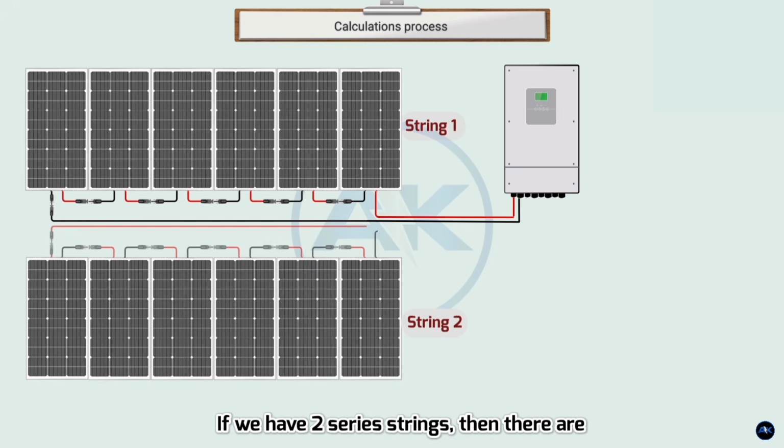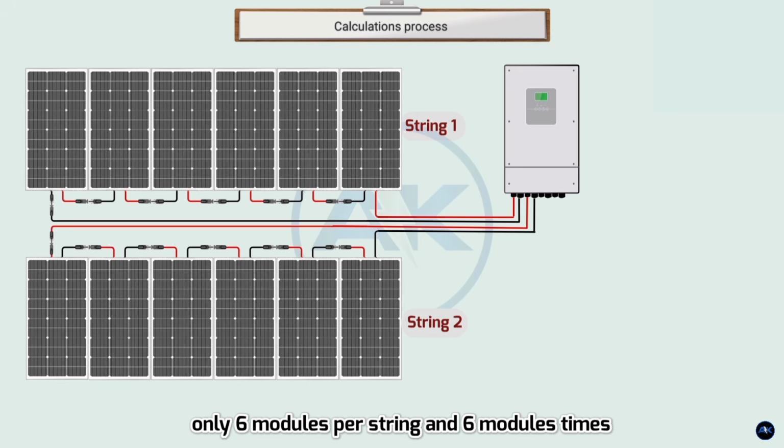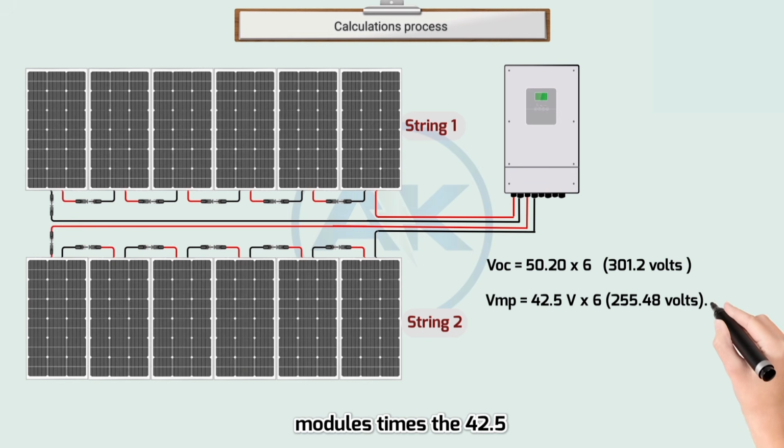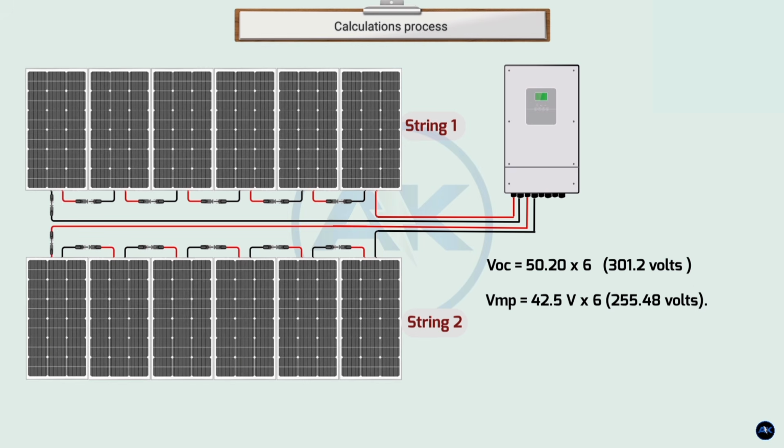If we have two series strings, then there are only 6 modules per string, and 6 modules times the 50.2 VOC is 301.2 volts. This is acceptable because it's below the 500 volt maximum. 6 modules times the 42.58 volt maximum power voltage is 255.48 volts, which is within the operating range of the inverter as well.